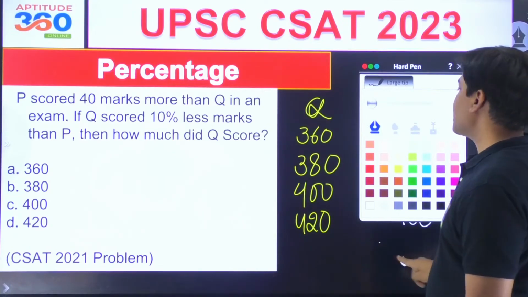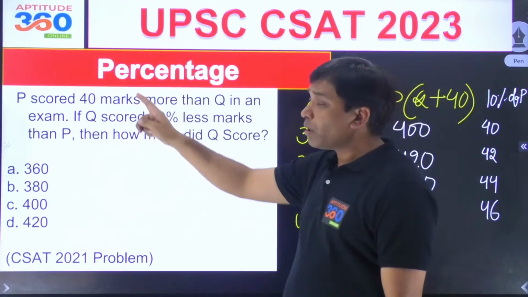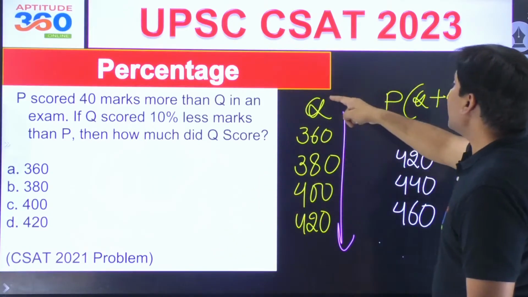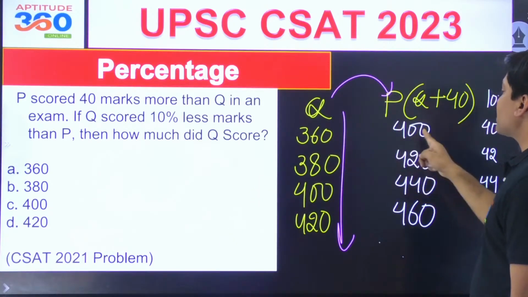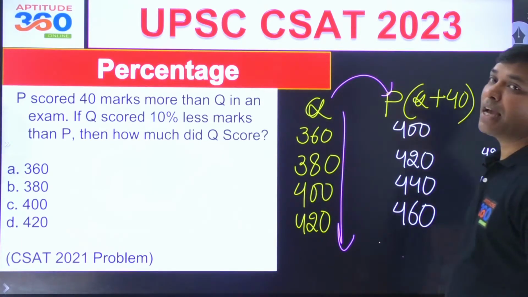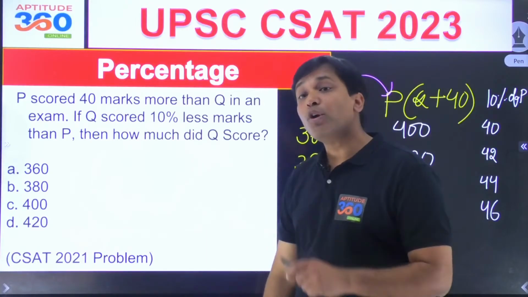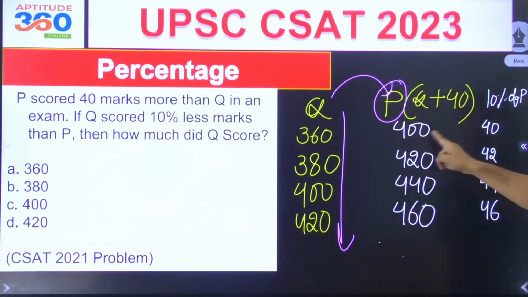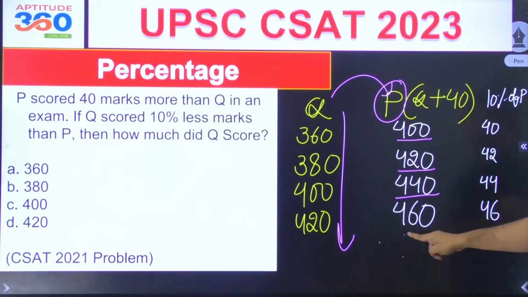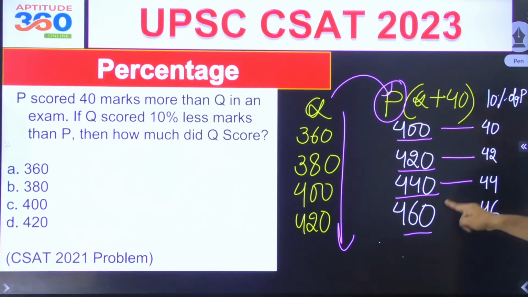As per the problem, these are the 4 options that are given to me: 360, 380, 400 and 420. Problem also tells me that P scored 40 marks more than Q. So P is scoring 40 more than Q, so 360 plus 40, 380 plus 40, 400 plus 40, 420 plus 40. These are the marks that P has got. And it also tells you that Q scored 10% less than P. What is 10% of this mark? 10% of this value will be 40, this value will be 42, and so on. Now if we subtract 10% of P, we should get Q.